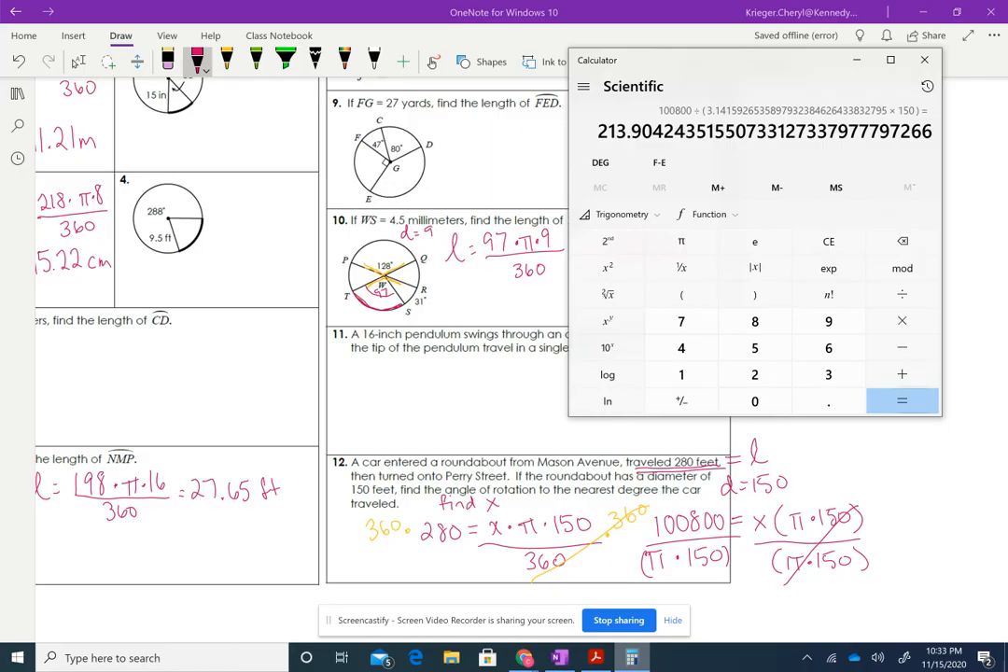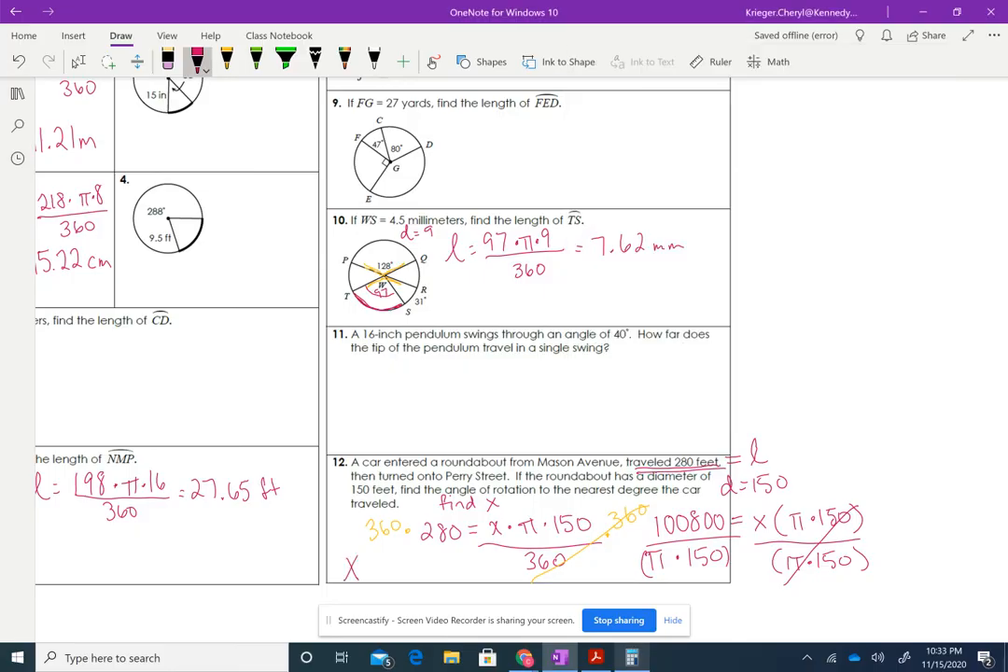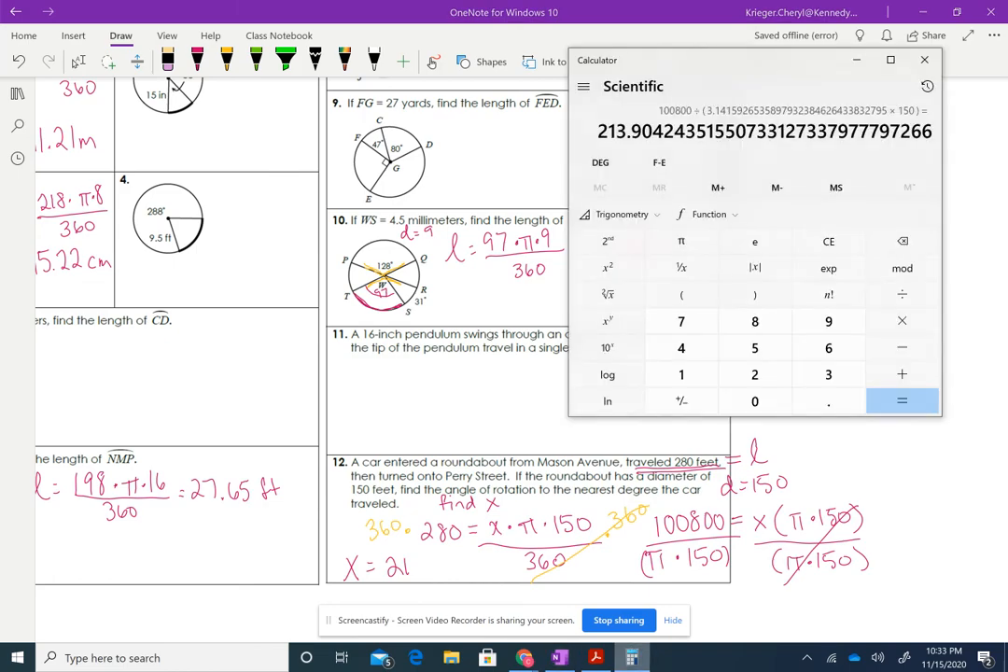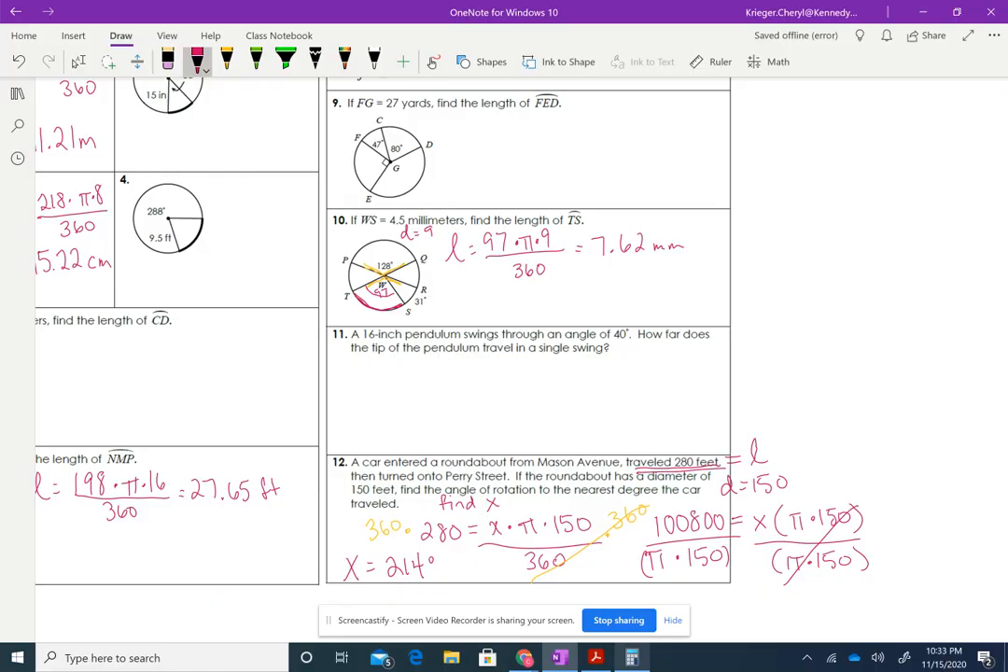213.9. Okay, and they wanted it in the nearest degree. So I'll say that X equals 214 degrees, right? 213.9 would round to 214. Okay, so that's how far the angle of rotation is that this car traveled.